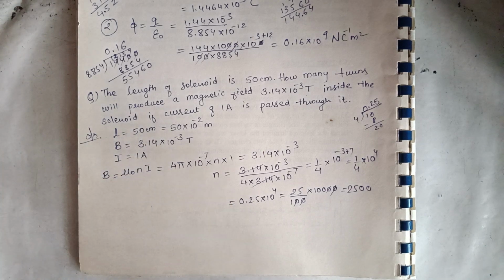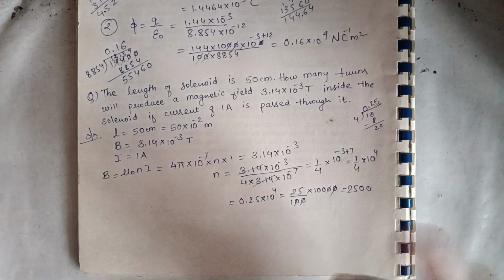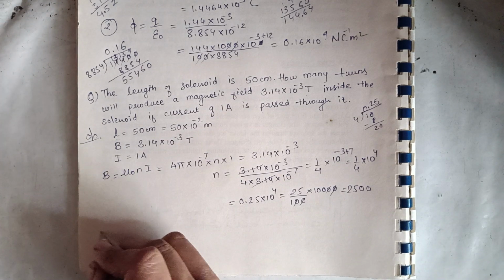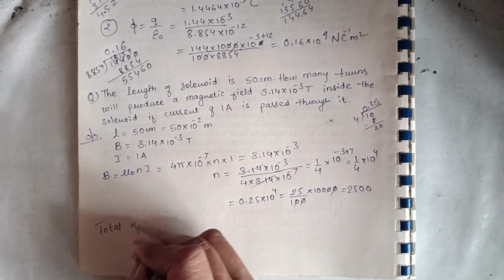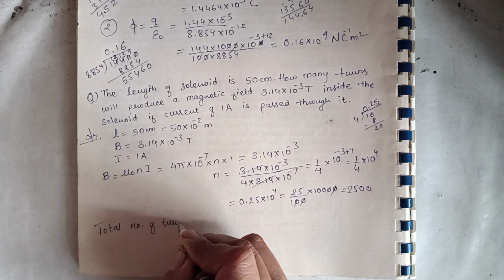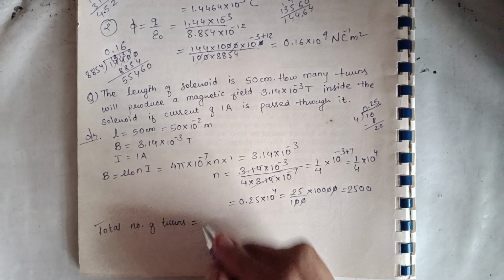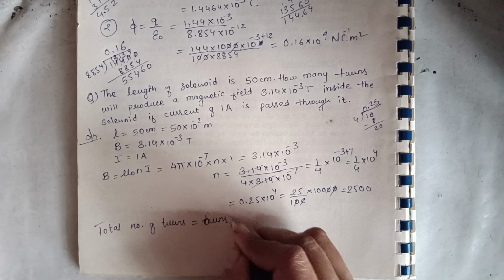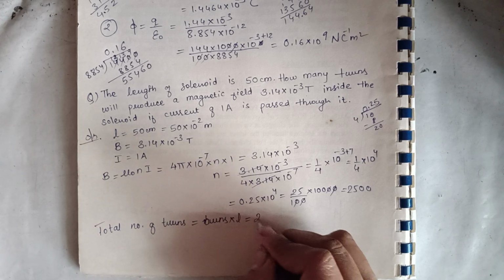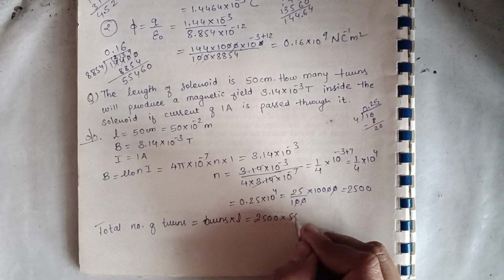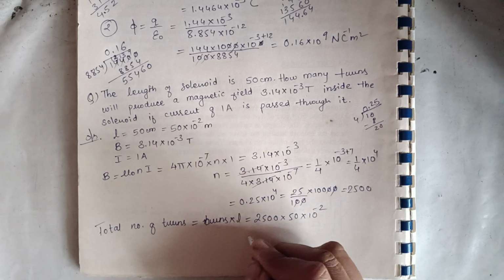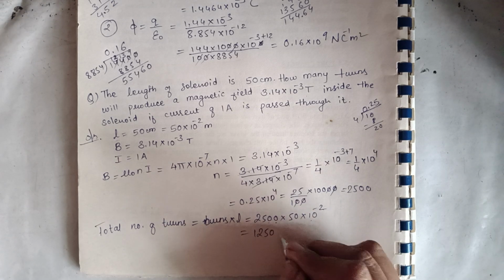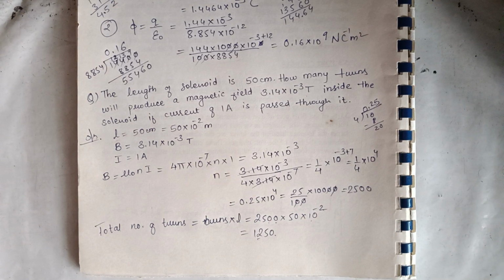Okay, now why is the length given? Because this is for 1 meter. So we want the total number of turns, that is, for this much length, how many turns will there be? So the total number of turns is given by these turns into the length. This is 2500 into 50 into 10 raised to minus 2, so 1250.